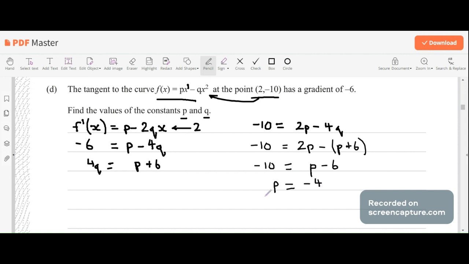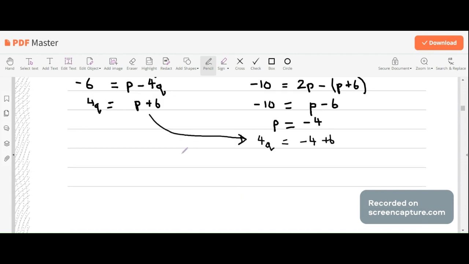And then if p equals -4, we know that 4q equals -4, which is p, plus 6. So I'm just using this equation over here now. That equation there. So just from those two. Okay, and that's going to equal 2, 4q. That means q equals 1/2. So that's our p and q value.